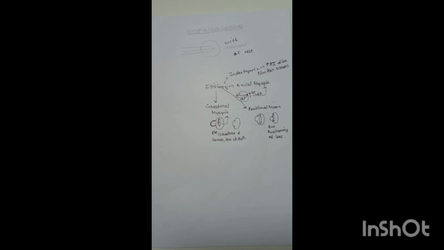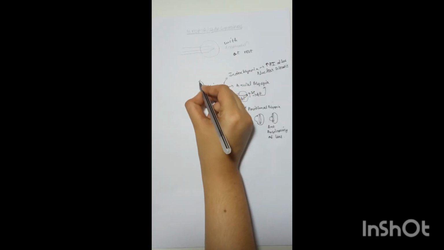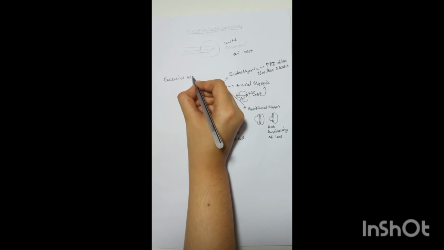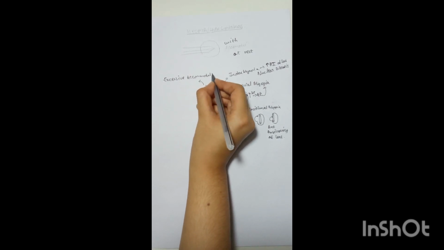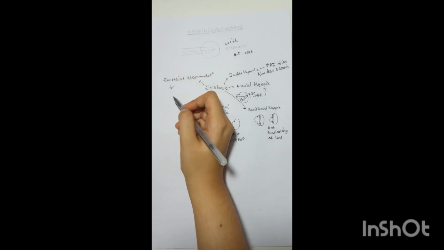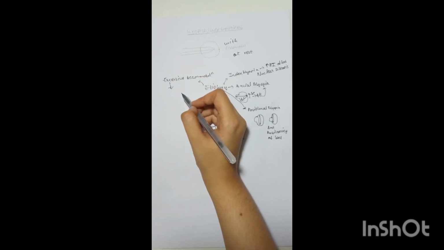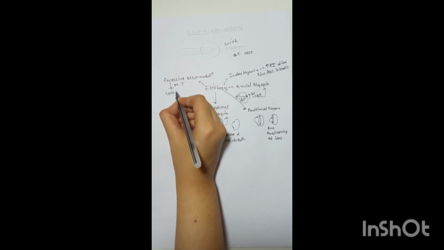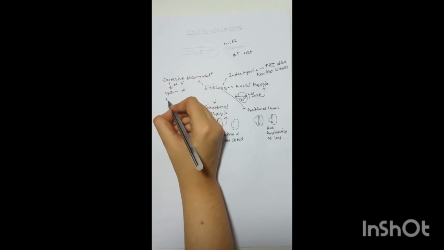And the fifth cause is myopia due to excessive accommodation. Excessive accommodation is seen in patients with spasm of accommodation.